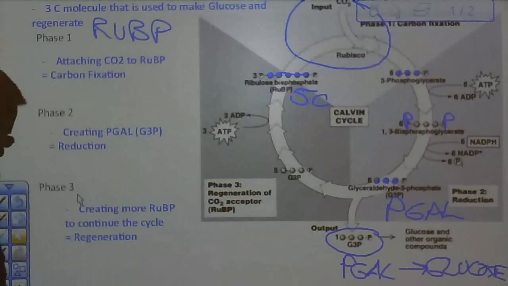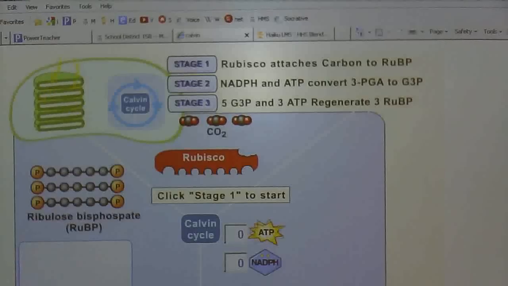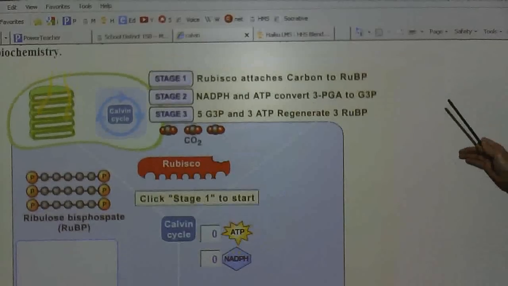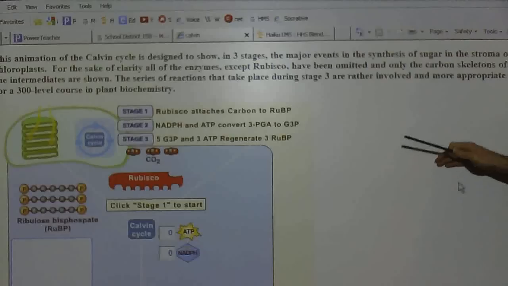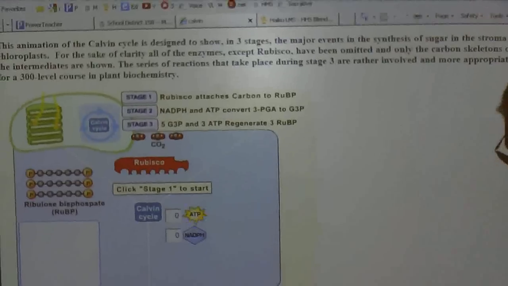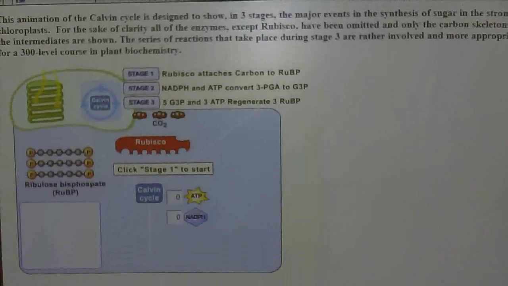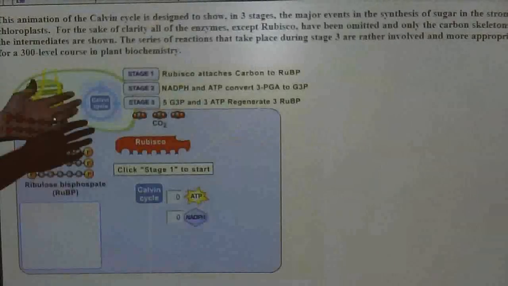I'm going to show you an animation that, if you go to the website, is just called the Calvin cycle. It's pretty easy, and this animation is going to give you a really good idea of how this works. Let me just zoom out a little bit so it fits on our screen. Alright, there we go. So again, this is going to take you through all the phases.